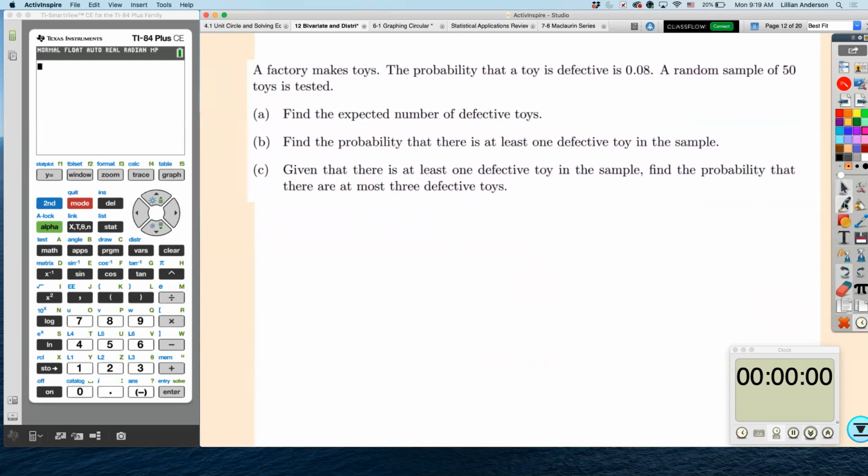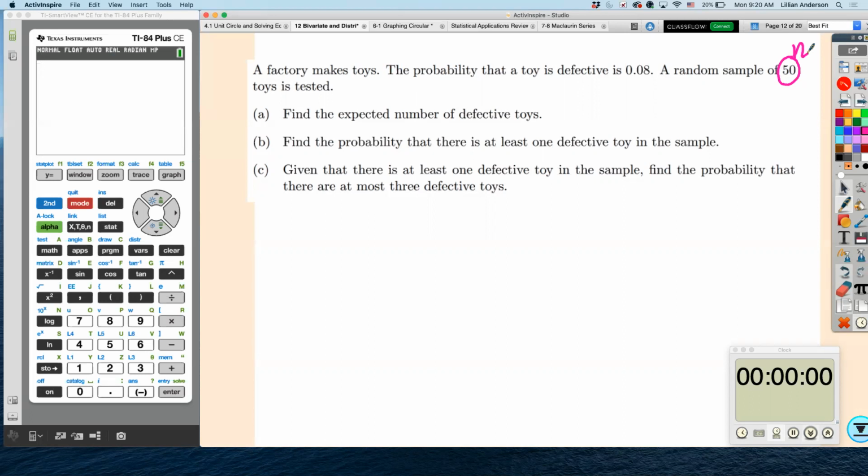Now, a factory makes toys. The probability that a toy is defective is 0.08. A random sample of 50 toys is tested. With these different distribution problems, you have to determine which one it is. This one's binomial because, one, it has a fixed number of trials. What is going to be N in this problem? It's going to be 50 because I have a sample of 50 toys that I'm going to test, so that's my N.